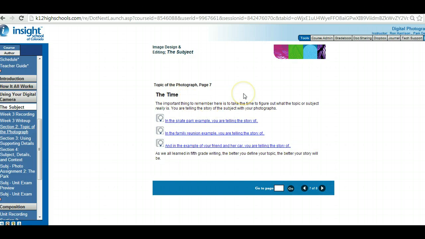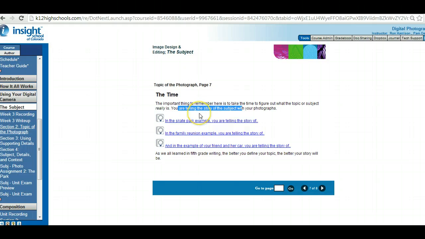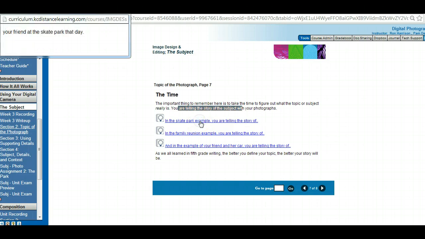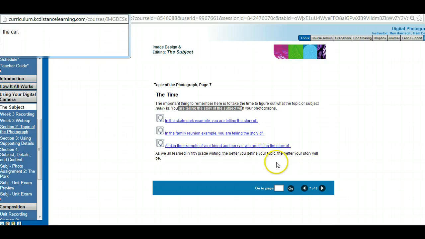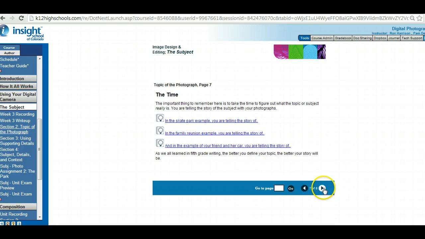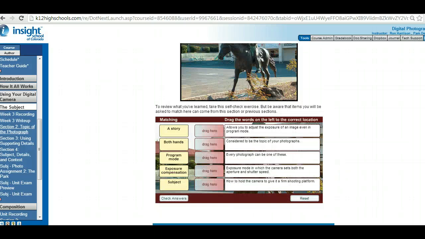The important thing to remember here is to take the time to figure out what the topic or the subject is. You want to tell a story of the subject. So skate park, you're telling the story of your friend at the park. The family reunion, you're telling a story of the people at the reunion. In your friend's car, you're telling a story about the car, the work she had done on the car. Little self-check activity, so go through this to see what you know, what you remember.